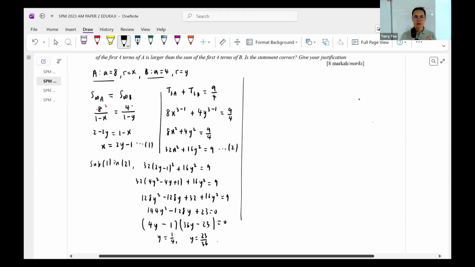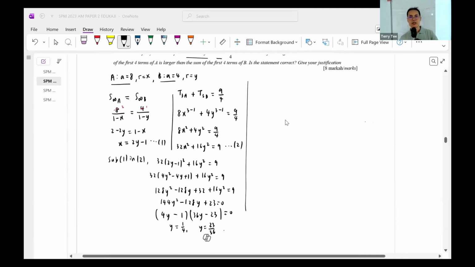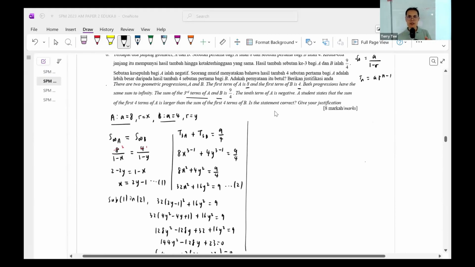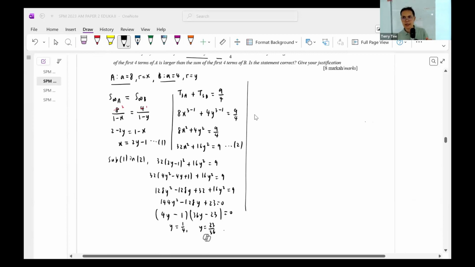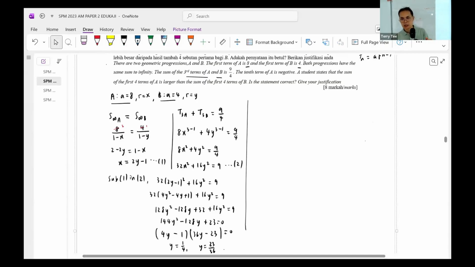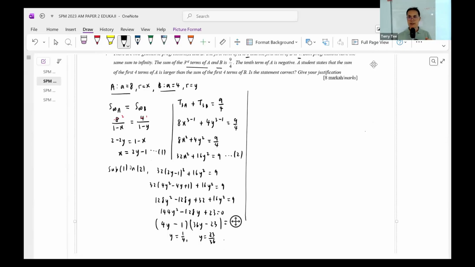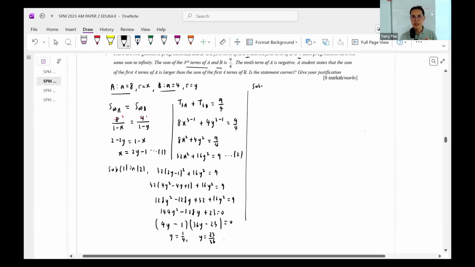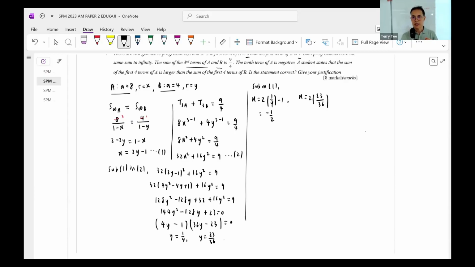Okay, I need to look back at the question, because it says which one the 10th term of A is negative. Because I got two answers, I don't know which one I should take. So you substitute both y values in to check. We don't know which one is the correct answer, so we substitute into equation 1. Your x is 2 times y, so 2 times 1 over 4 minus 1. This is negative half. Then your second x will be 2 times 23 over 36 minus 1.